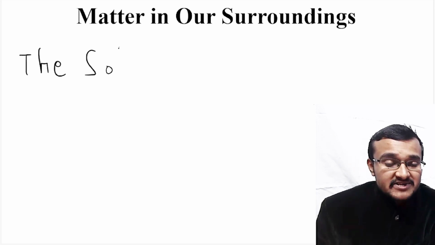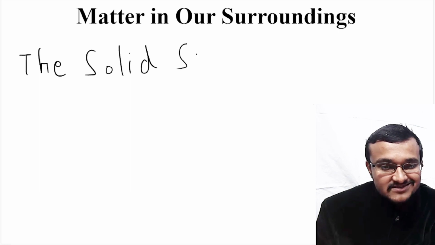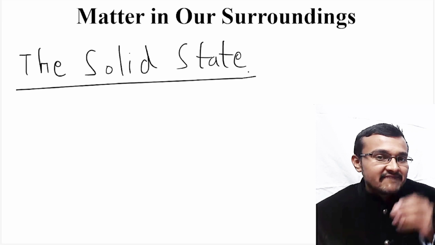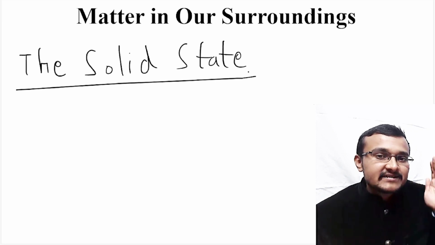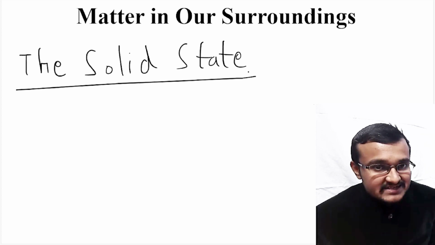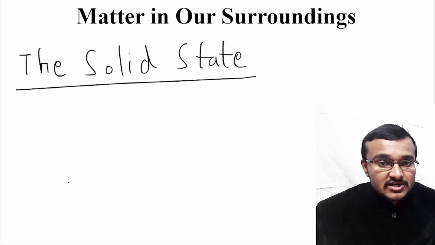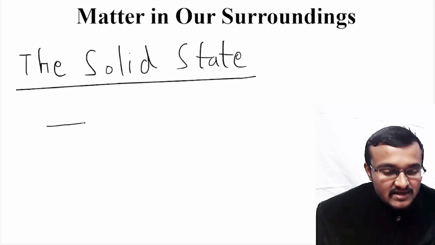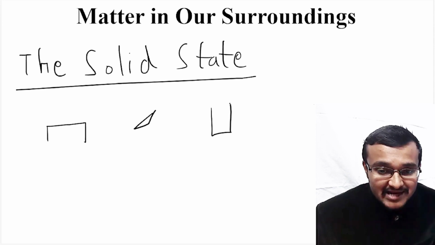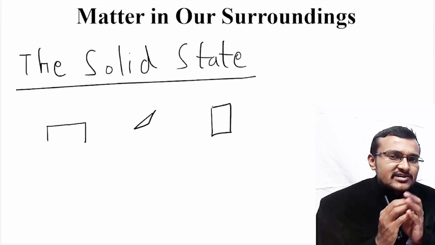The first state we will discuss is the solid state. Any object which has proper definite boundaries, a definite wall, and which is rigid in nature is known as a solid. Here you can take a table, an iron nail, a plastic bottle, or any kind of solid object.